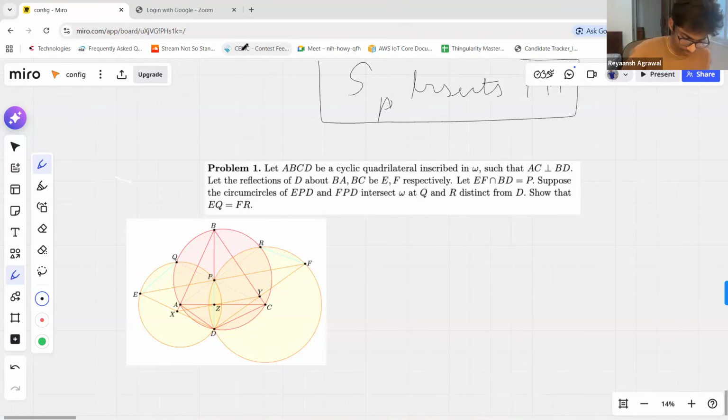When we're solving this problem, ABCD is a cyclic quadrilateral, right? And AC is perpendicular to BD. And now E is the reflection of D about AB and F is the reflection of D about BC. Now EF intersect BD is P. And immediately what can we say about P?